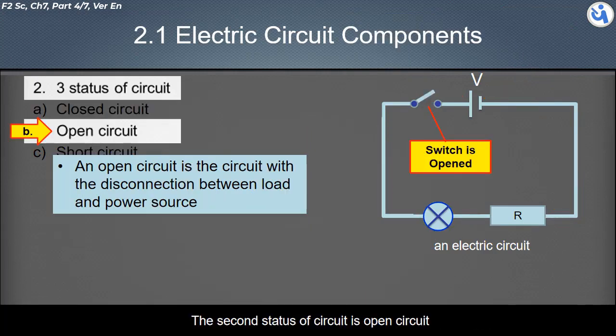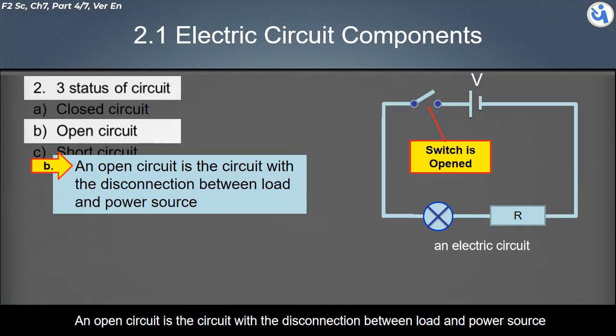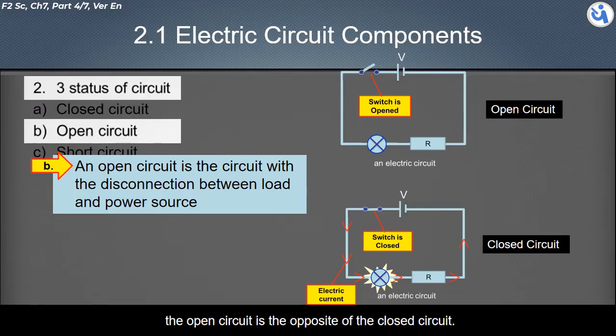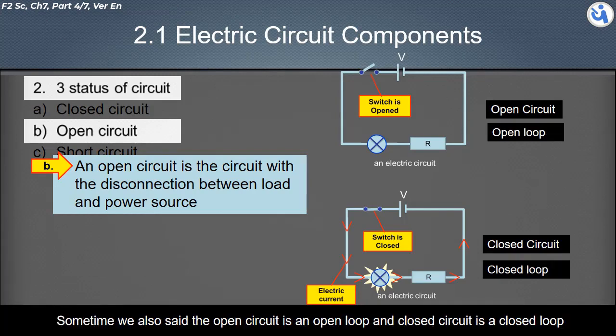The second status of circuit is open circuit. An open circuit is the circuit with the disconnection between load and power source. The open circuit is the opposite of the closed circuit, at which open circuit does not allow the current to flow within the circuit. The closed circuit does allow the current to flow within the circuit. Sometimes we also say the open circuit is an open loop, and closed circuit is a closed loop.